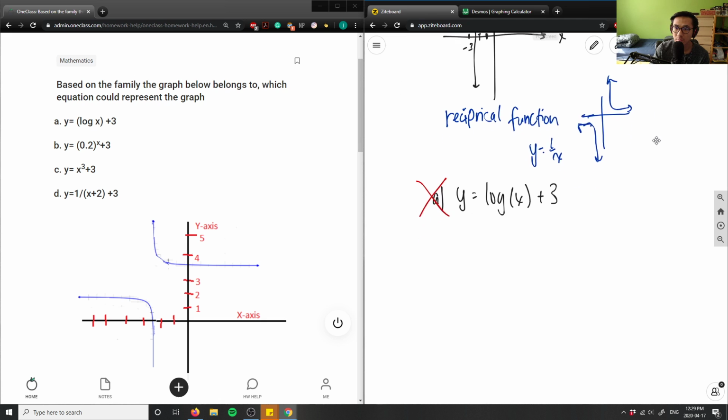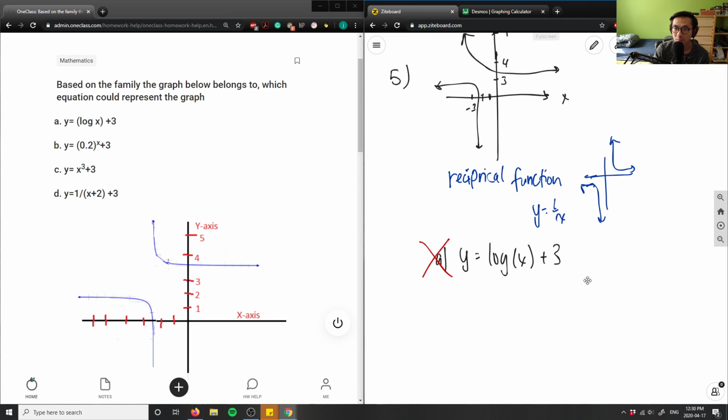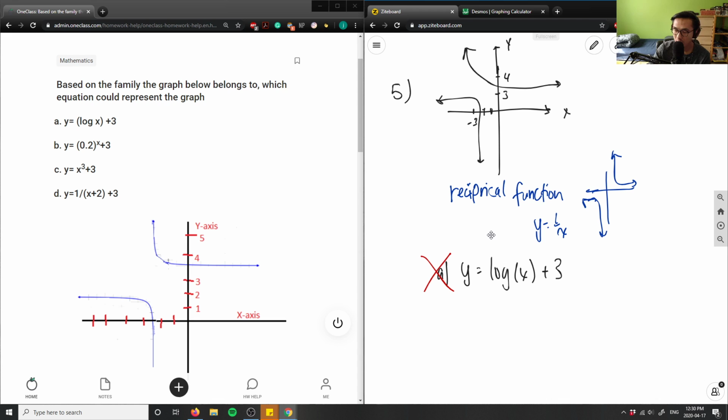Let's look at B. Let me bring up the graph here so you can see B. B is an exponential function. I have y equals 0.2 to the power of x plus 3. And if I sketch this graph here, again, an exponential function looks like this, right? If this was like 2 to the power of x. However, if my base here is between 0 and 1, I have a decreasing function, right? So I have something like this, a decreasing exponential function here.